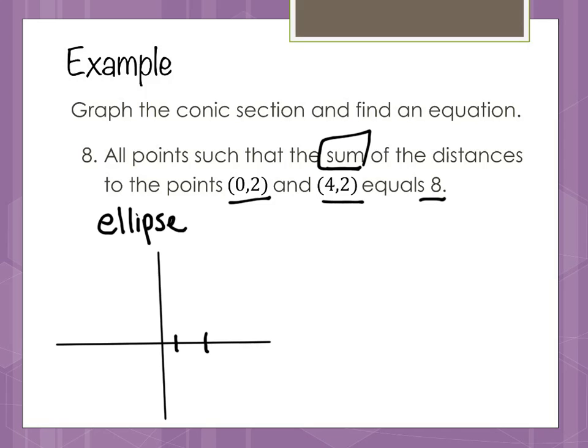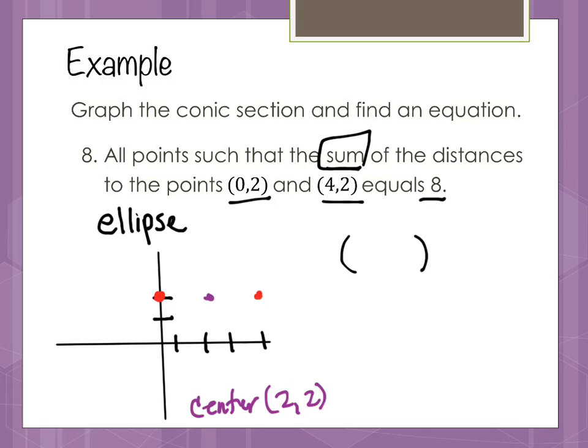I'm sorry, I plotted that wrong. We've got 0, 2, so that's right here, and then we've got 4, 2, right here. So there's our foci, and halfway between the foci would be the center, and that would be at 2, 2. So our center is at 2, 2, and that gives us good information about our graph.